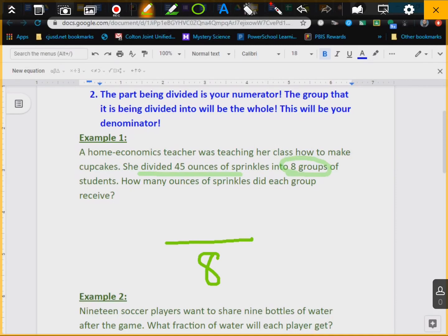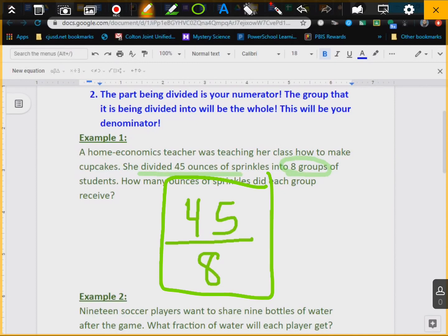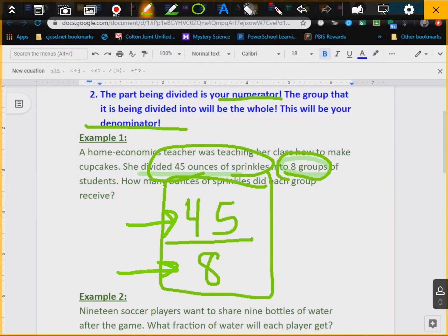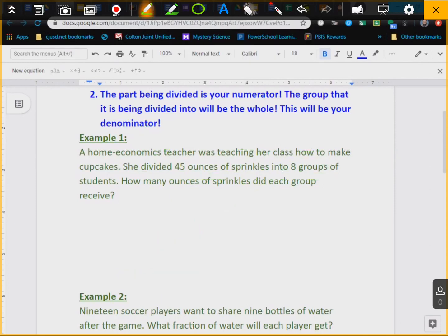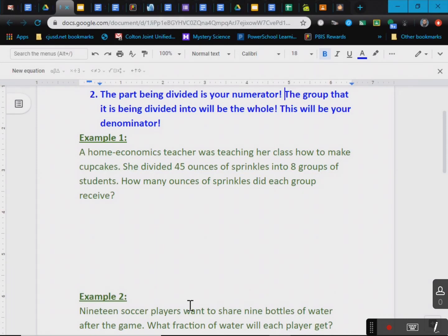And then what's being divided here? What are the parts that's being divided into the groups? 45 ounces of sprinkles. So your answer is 45 over 8. Okay? The part that's being divided, the sprinkles is what's being divided. That's our numerator. The groups, what it's being divided into, is our denominator. So our answer is 45 over 8. And that's it. Let's go ahead and do the second example.